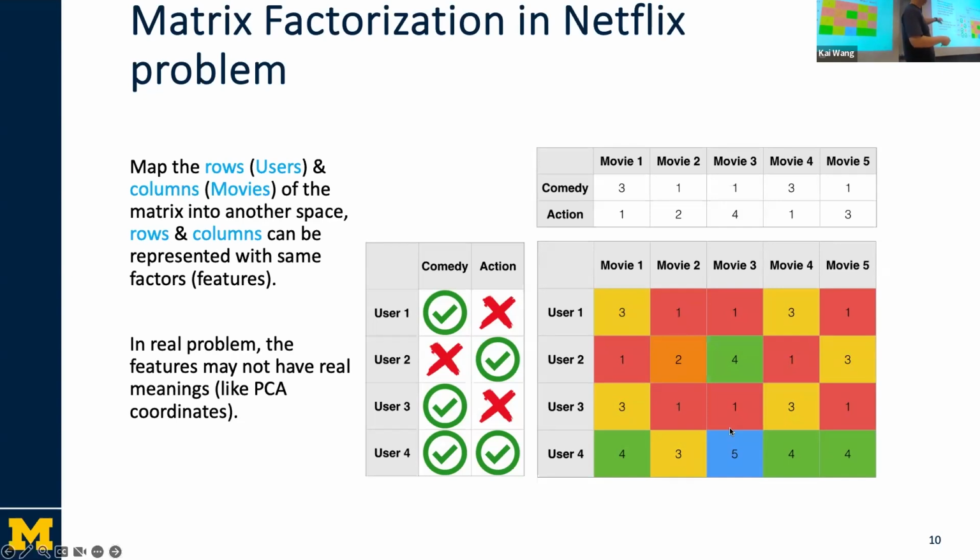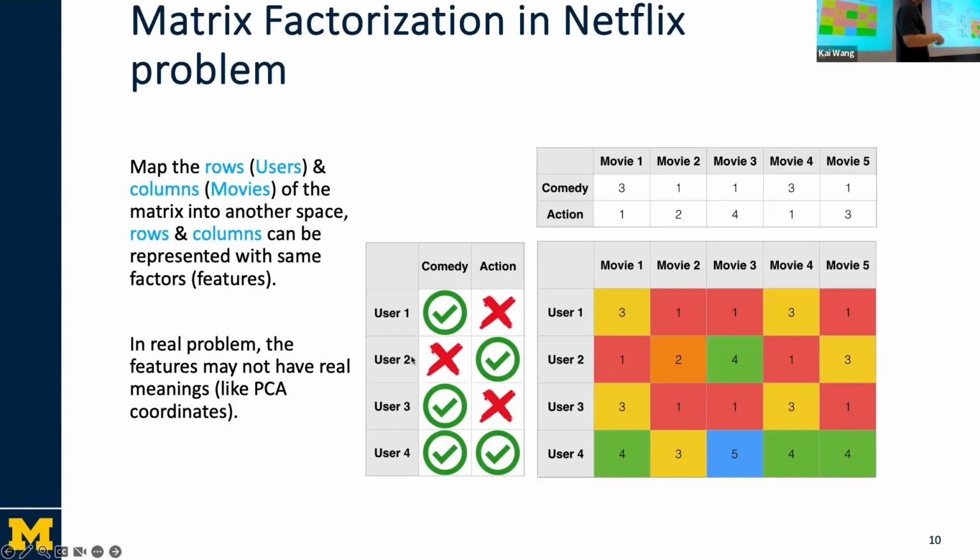This type of method is called Funk SVD. Because it only breaks down the matrix into two matrices, you can initialize some values here and here. Then when you multiply them together, you make sure that the existing values in this matrix can be recalculated. Then the other missing values can be used to do the movie recommendation to other users.